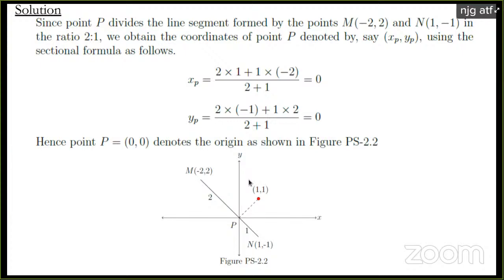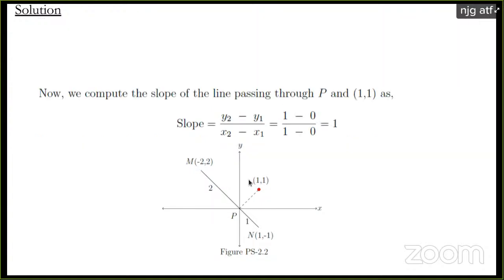Yes, sir. Okay. So we will take the point P as the origin, which is 0 comma 0, and we have 1 comma 1. The only line which passes through 0 comma 0 and 1 comma 1 is the line x equals y, and the slope you can calculate by using y2 minus y1 by x2 minus x1. Substitute those values, 1 minus 0 by 1 minus 0, and you will get 1.